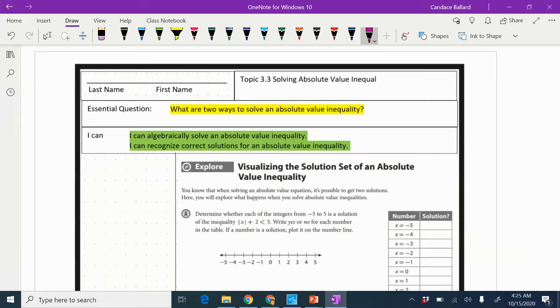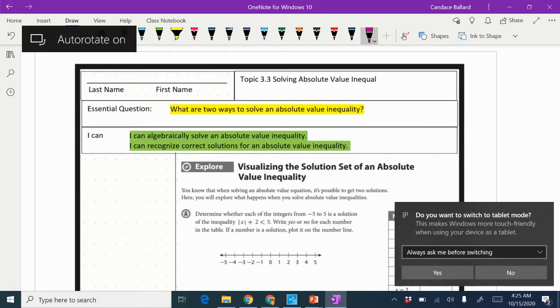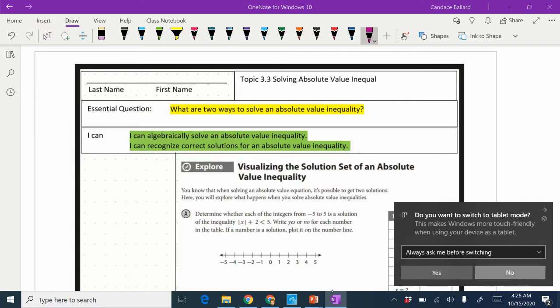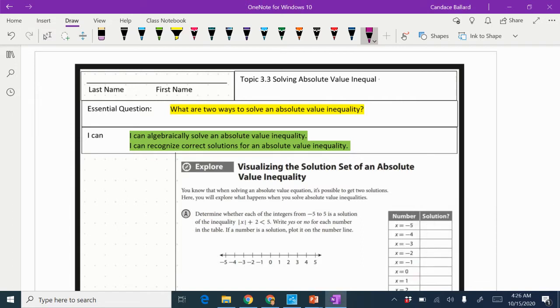We are going to use topic 3.3, solving absolute value inequalities is what that word should say. It didn't quite all get typed, did it?